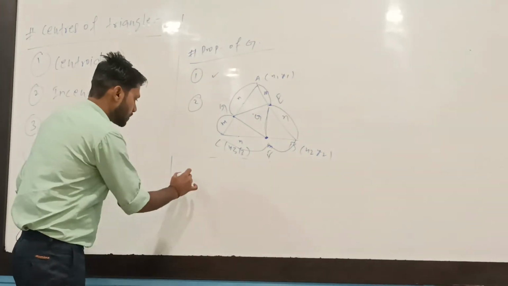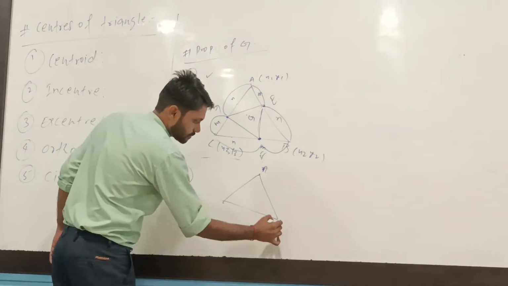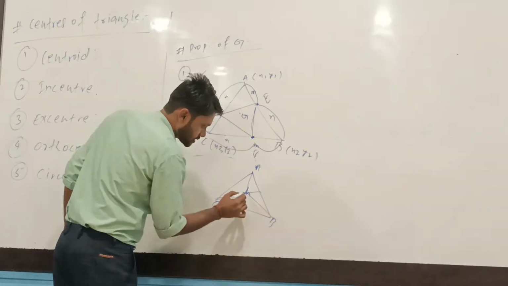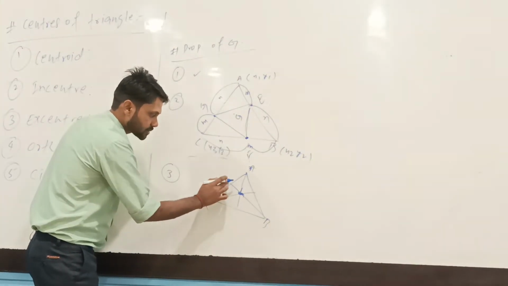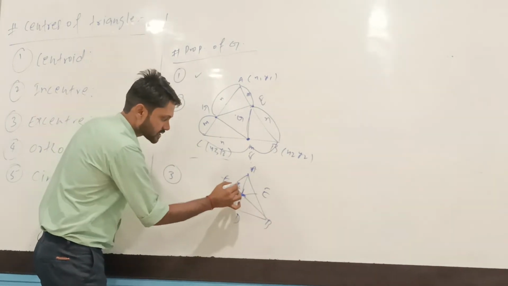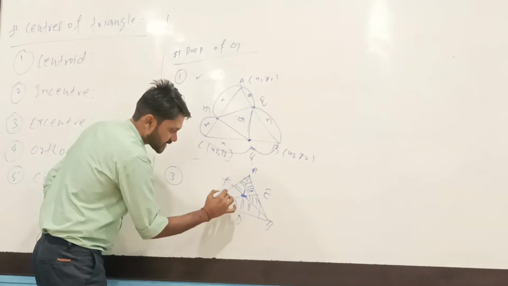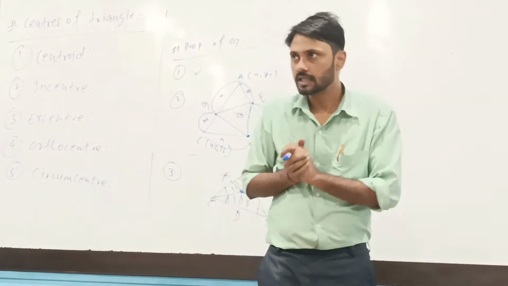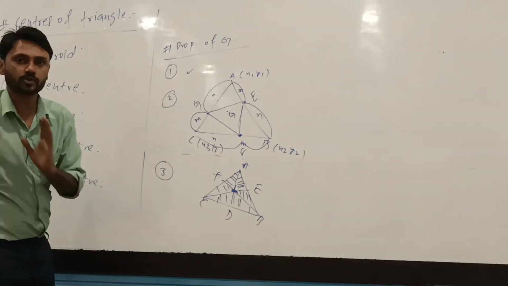Okay. The third property is, remember, this is A, B, and C. This is the triangle and this is the centroid. Suppose this point is the centroid, G. Suppose this is D, E, F. All these 6 triangles have the same area. Okay, the centroid divides the original triangle into 6 triangles of equal area.